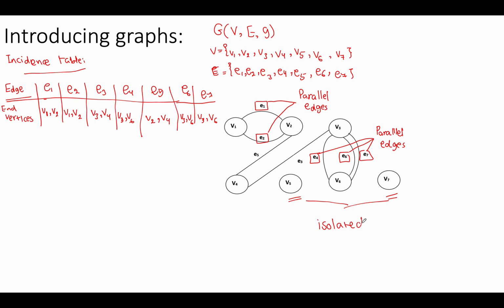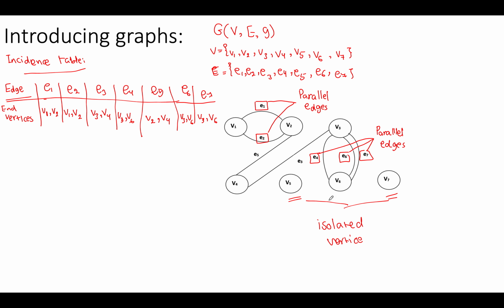isolated vertices when they are sitting by themselves. All right, so we knew that two points with an edge are called endpoints, two edges that have the same endpoints are called parallel edges, and those vertices with no edges are called isolated vertices.